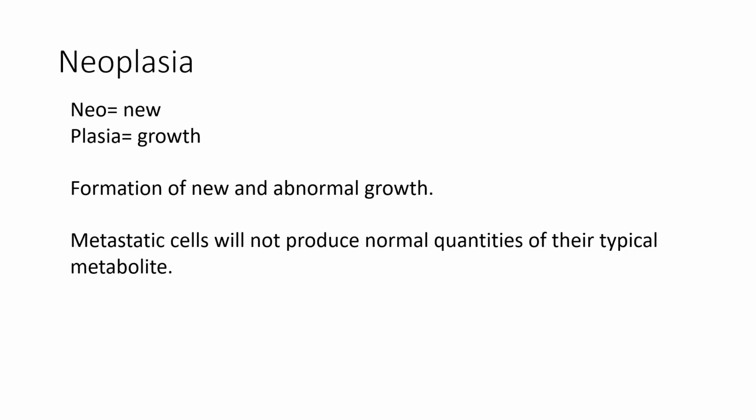So then we move on to neoplasia. Neo means new, plasia means growth. So this literally means new growth. It's the formation of new and abnormal growth. Metastatic cells will not produce normal quantities of their typical metabolite. So in most cases, they'll produce less. In some cases, they'll produce more. They may produce something entirely different.